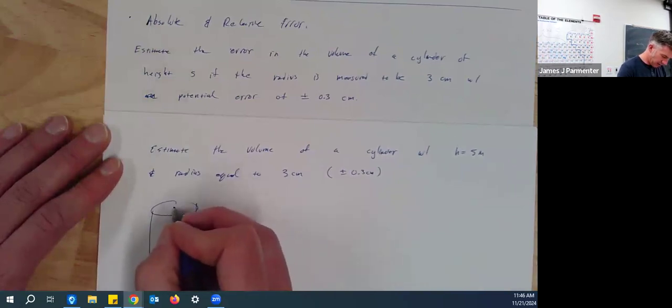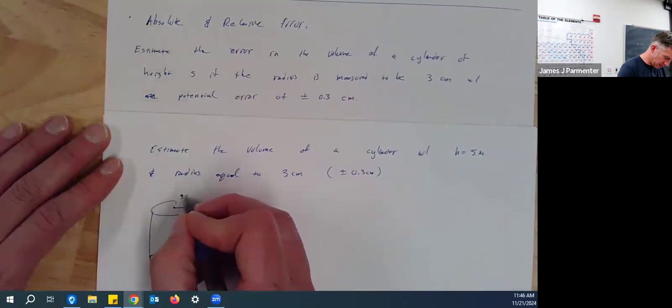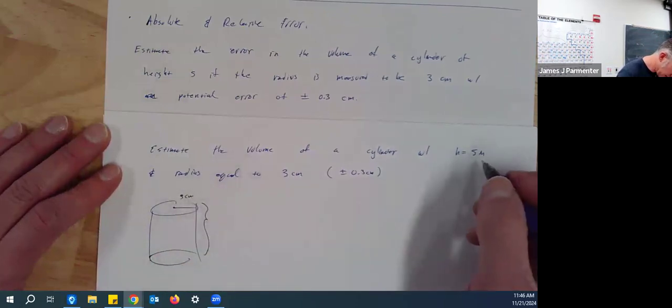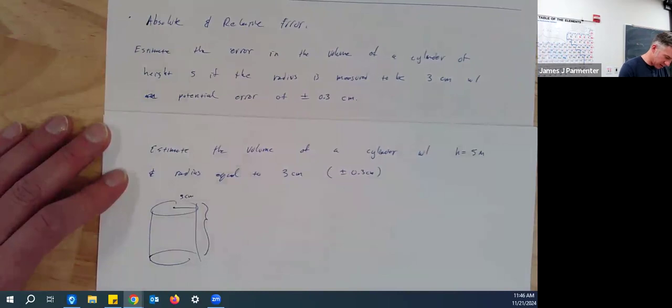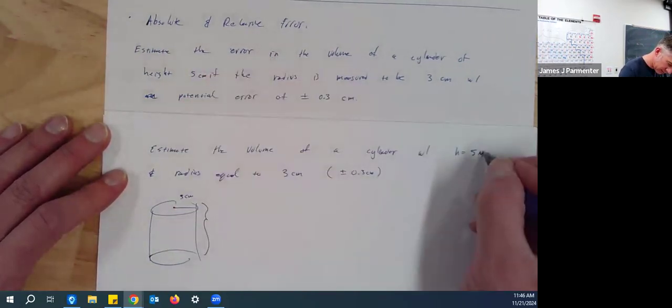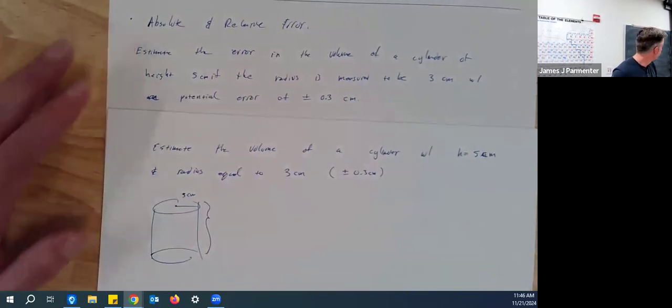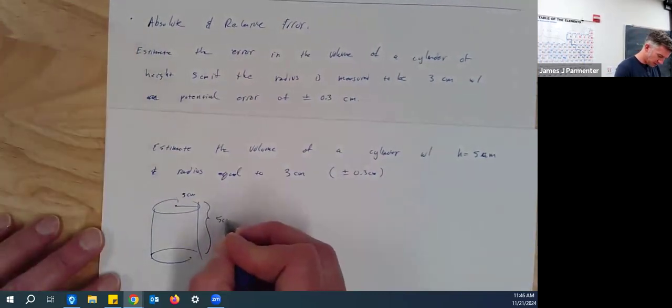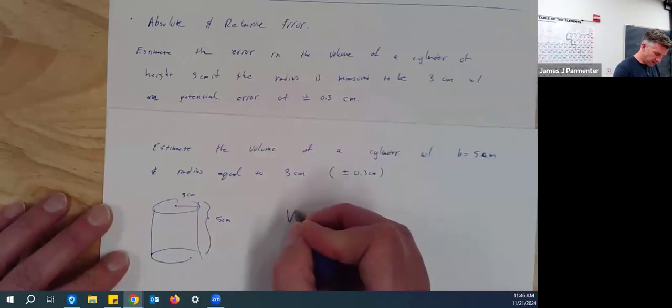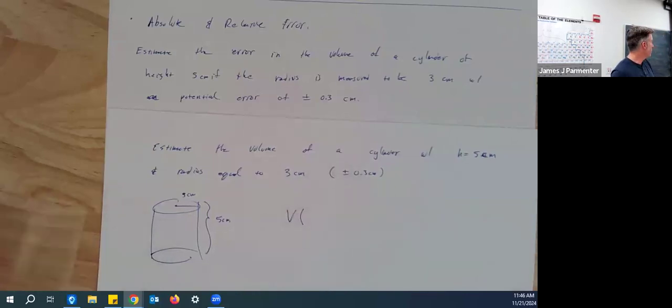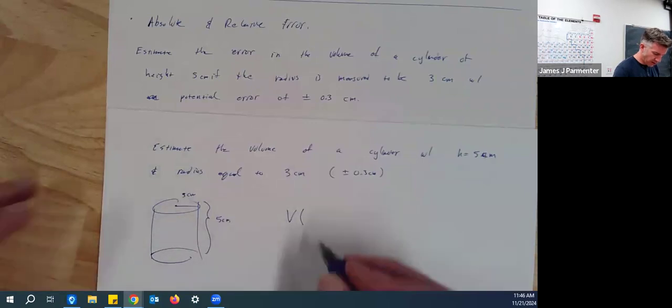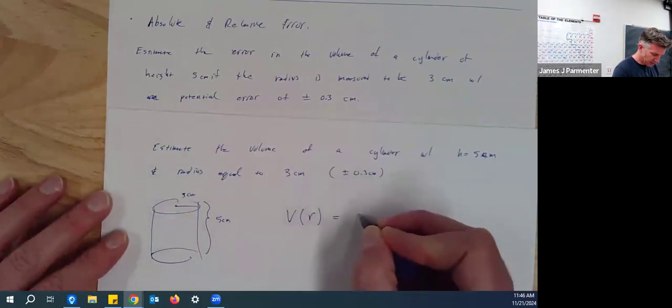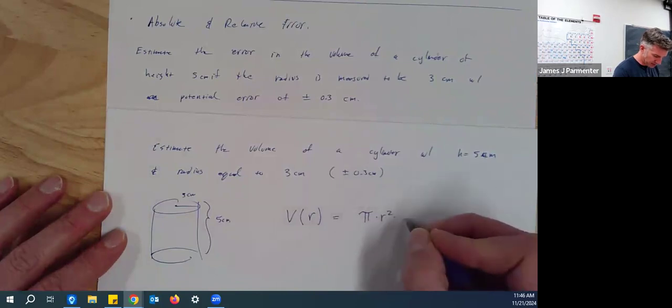Here's my cylinder, got a radius of 3 centimeters. It's got a height of 5 centimeters. I didn't actually write any units there, apologies. 5 centimeters. I think I said inches before, which is terrible. So I will point out the volume of this cylinder as a function of the only thing that's changing. Normally we'd say the volume of a cylinder is pi r squared times h, and you have 2 variables in there. But the height we're just saying is 5 and it's not changing. So here the volume as a function of the radius is pi times the radius squared times 5.